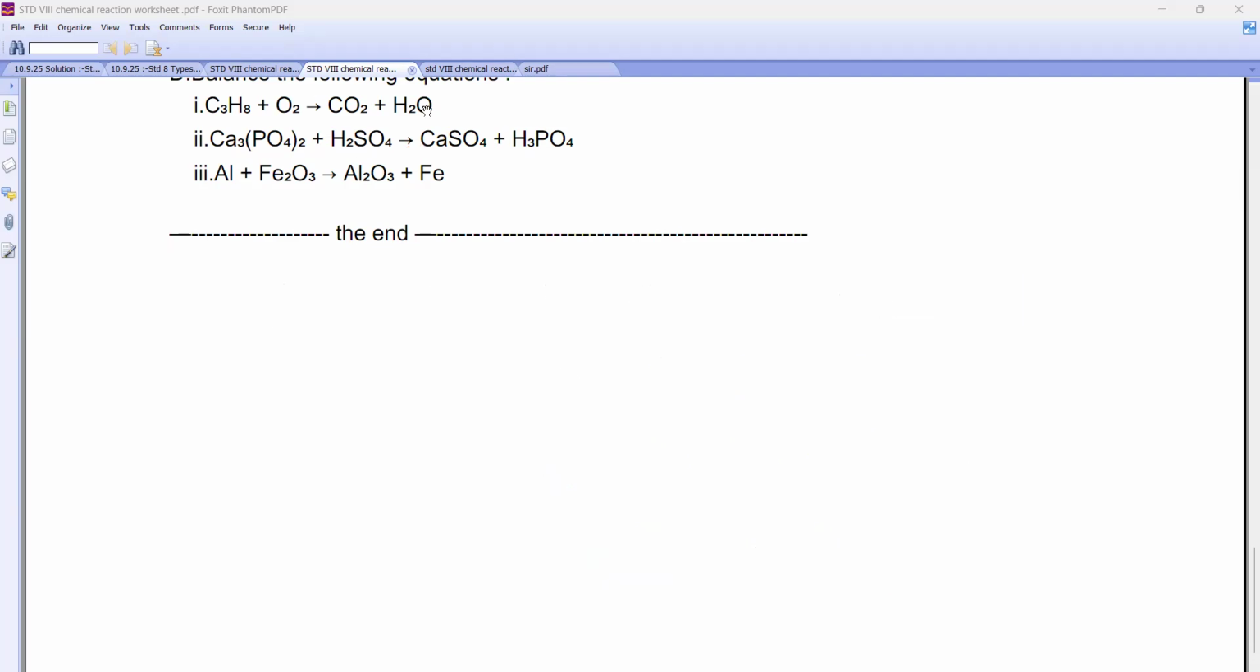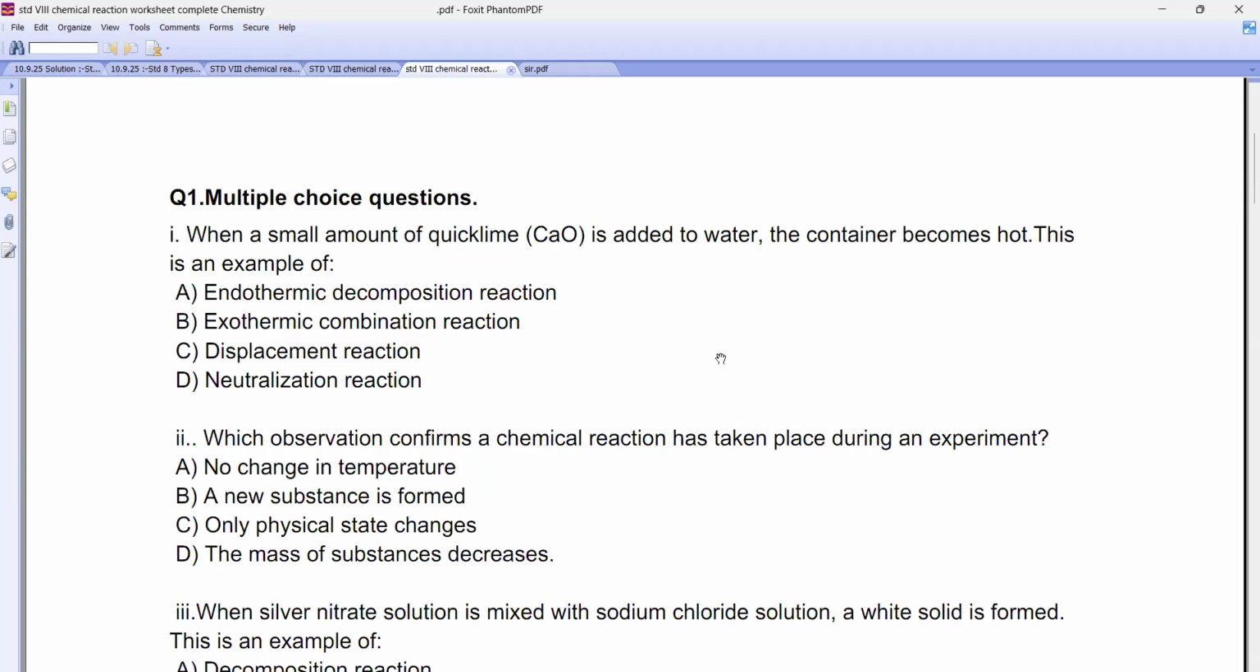So this worksheet is done. Now I think this is the last worksheet, right? I guess so, sir. Any more worksheets you want? If there is, you tell me, I'll do it.